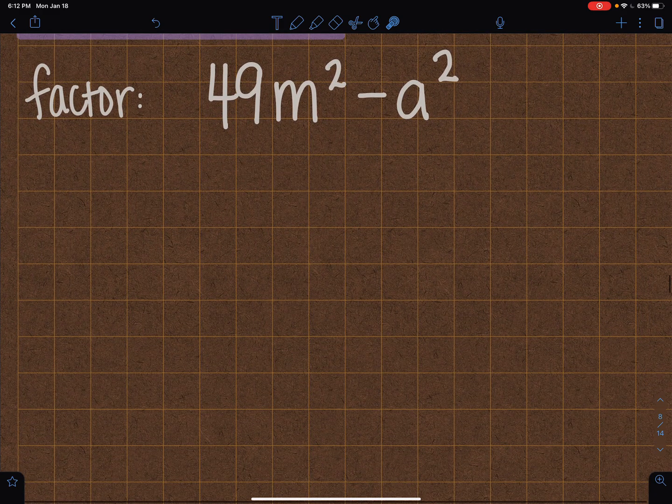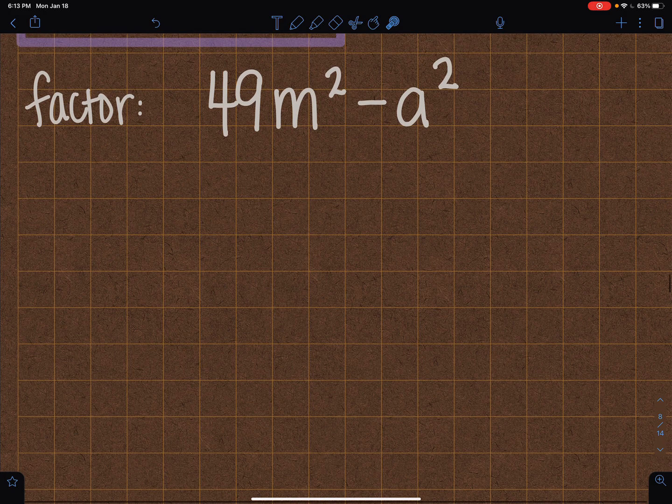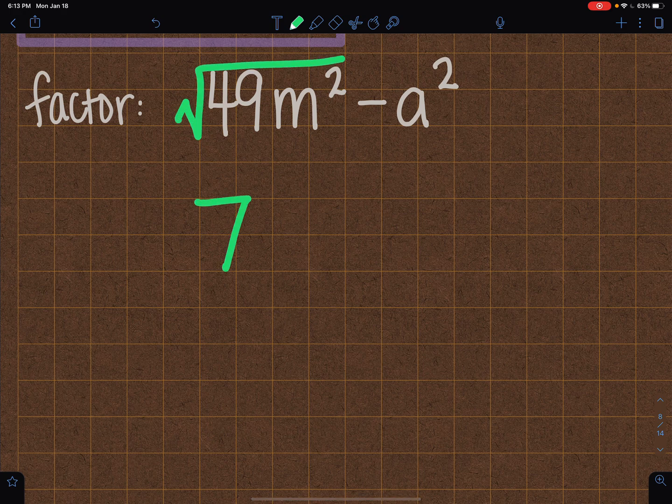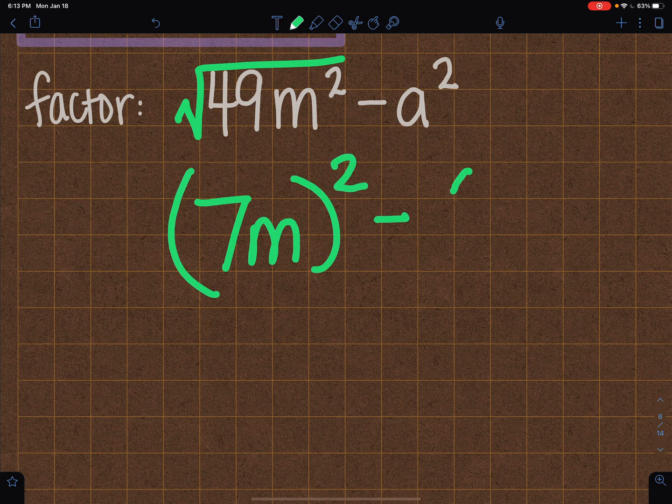We're going to factor the next one. 49m squared minus a squared, and the first thing that we do is we recognize that each of these terms is a perfect square. This only works with perfect squares. If it's not a perfect square, you can't do this little trick. And when you do recognize it, can you take the square root of this guy? Yeah, sure you can. You can do 7m, and that would be squared, minus a, and that would be squared.